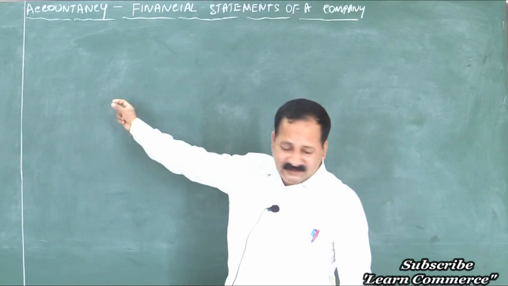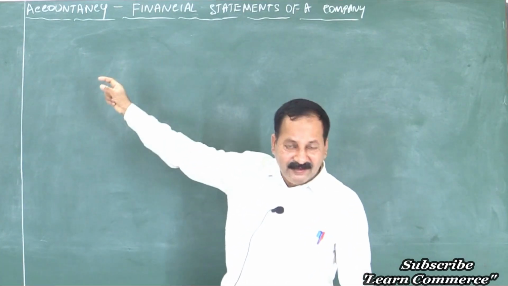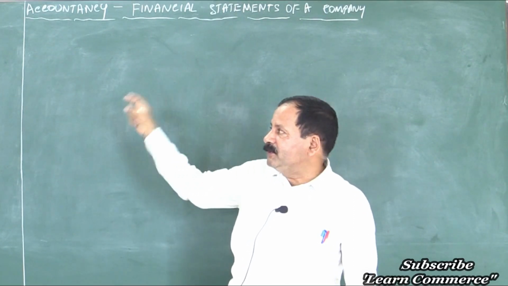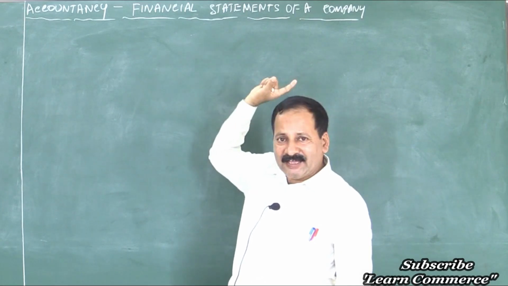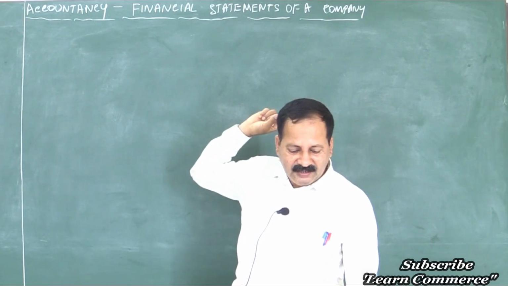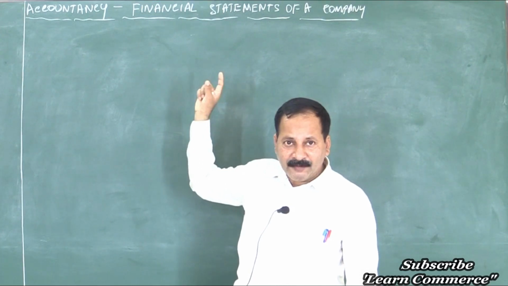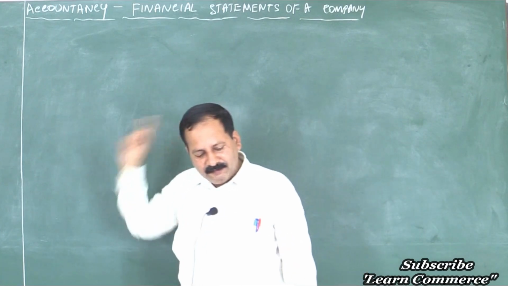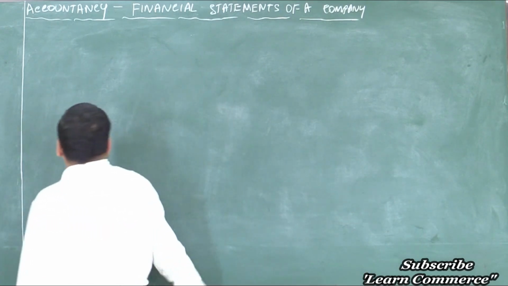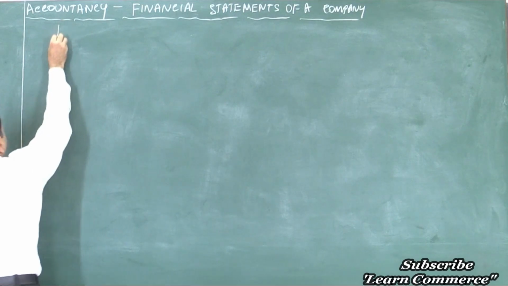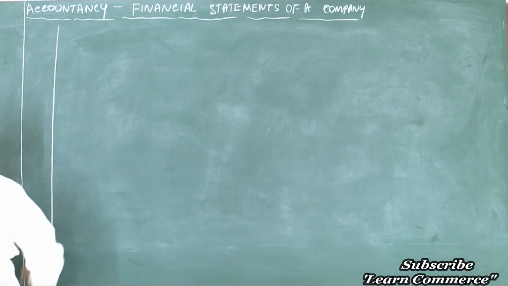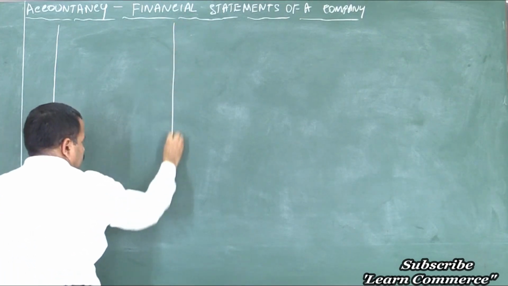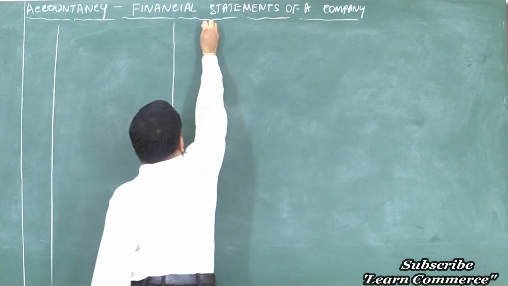The format will be the same. That is, first we will write the Roman numbers, the serial numbers. Then particulars will be there. Note number will be there. Then figures as at the end of current reporting period and figures as at the end of previous reporting period. That is what we have to do here. So I'll do it like this. Then particulars, note number.